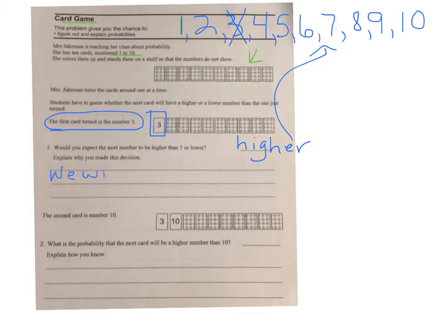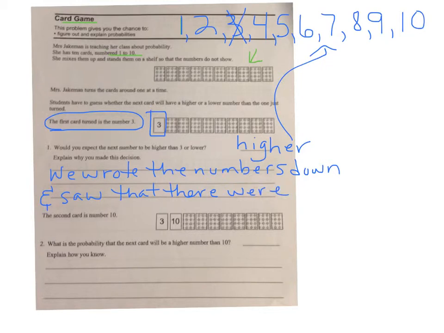We wrote the numbers down and saw that there were more numbers greater than 3. Okay, that makes sense.